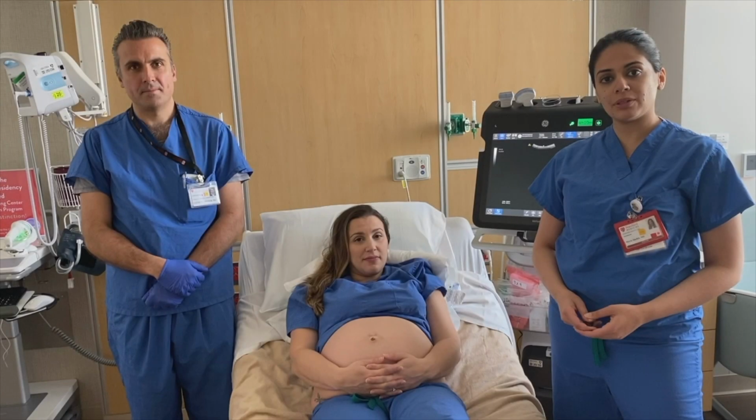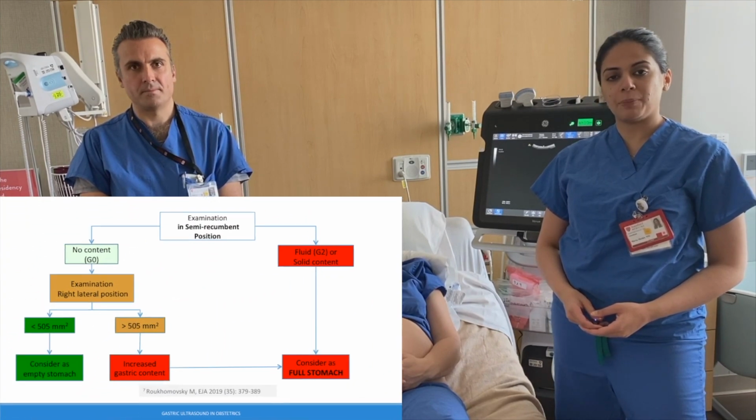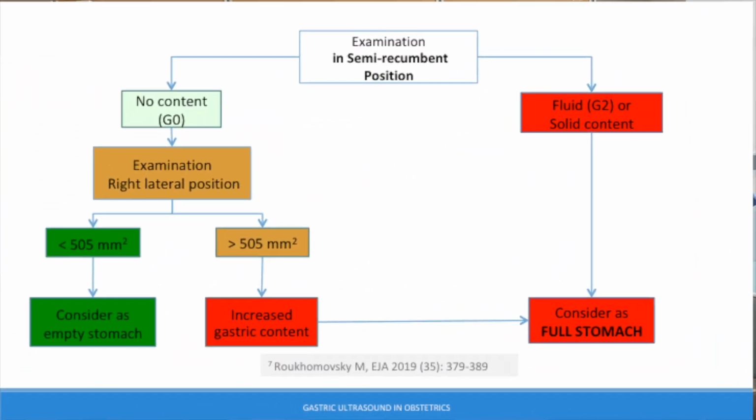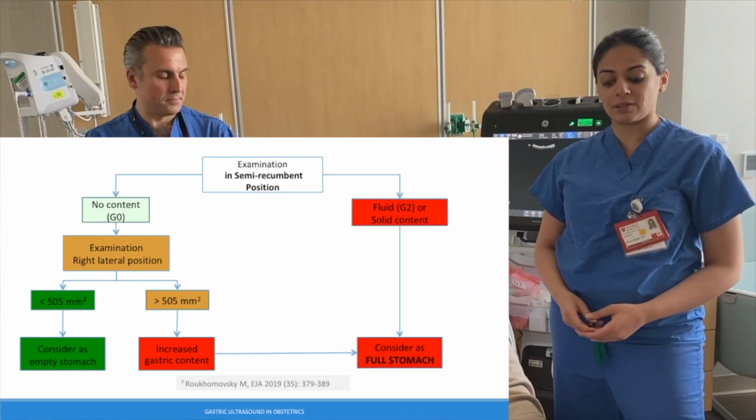If you see clear liquids or solids in the supine position, the patient is at risk for aspiration. If you find an empty antrum, ask the patient to lie in the right lateral decubitus position and make sure the cross-sectional surface area is less than 5 centimeters squared. Otherwise, you can consider the stomach to be full.